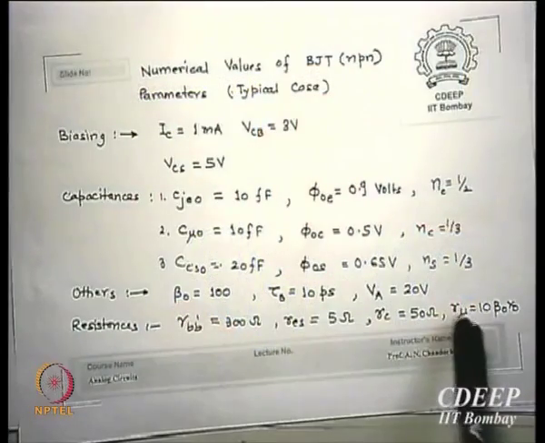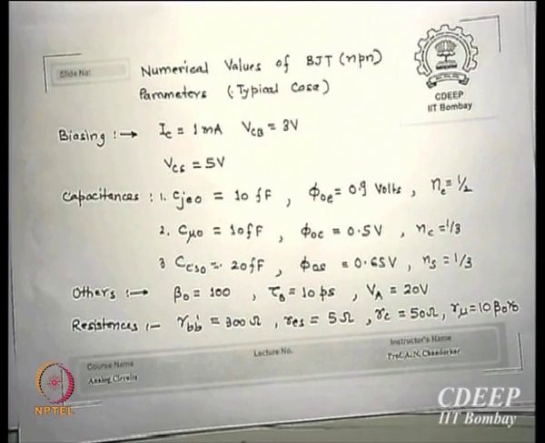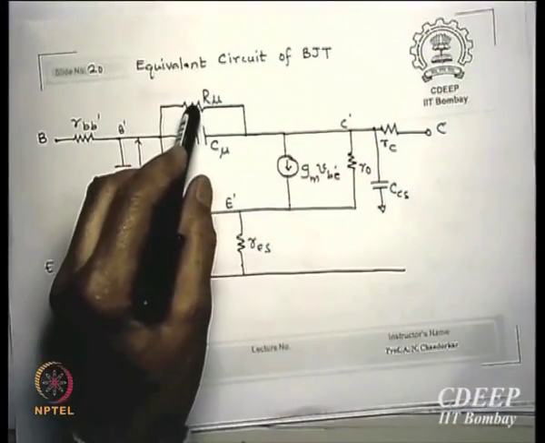Similarly, we have a value of R mu, across the junction capacitance C mu, which is about beta 0 times R0. Beta is much higher, 100, and R0 is in kilo ohms to mega ohms. Therefore, R mu will be of the order of mega ohms and above. So, it is almost an open circuit across C mu. What am I saying? I repeat, in most cases, this resistance may be neglected.